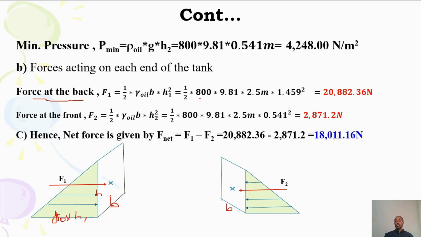So you have 1 over 2 times 800 times 9.81, rho g. Unit weight means rho g. Then you have this dimension, then 20,882.36 Newton. So the force at the front face, which is F2, with H2 the height from here up to here. What is the force? Half of rho g, the unit weight, times the B dimension, which is 2.5, times H2 square. So you get this result. So the net force is given by F1 minus F2. You subtract, then you get this result.